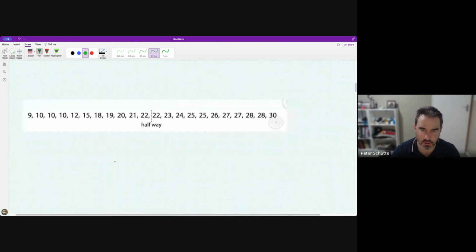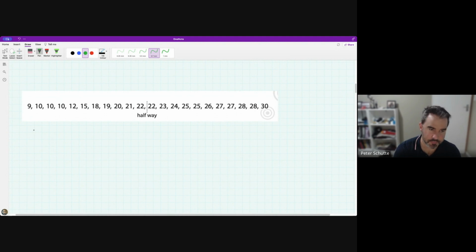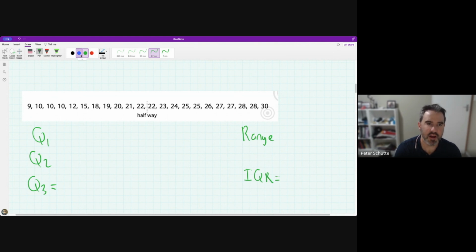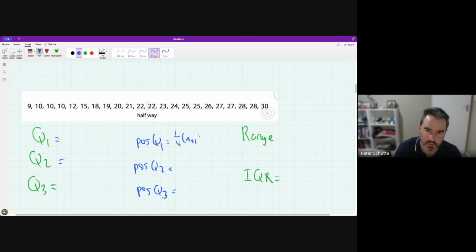Here is my example. I want you to find me Q1, Q2, Q3. I also want you to find me the range and the interquartile range. And I will give you a bit of help. I will give you the formulas for the position of Q1 and the position of Q2. But everything else, you have to work out by yourself.